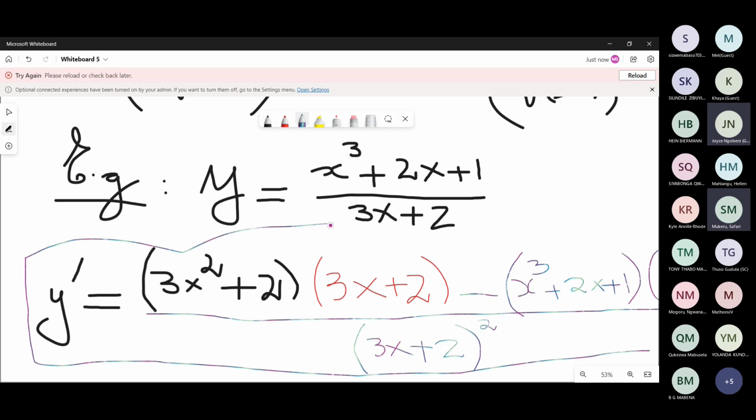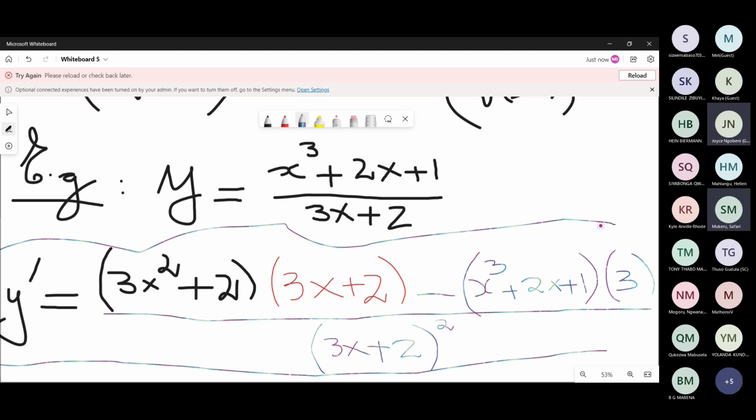But here what it means now is no longer the issue of the derivative. That's how we apply the formula: U prime times V minus U times V prime, divided by V to the power of 2. Yes, excellent. Any other question?